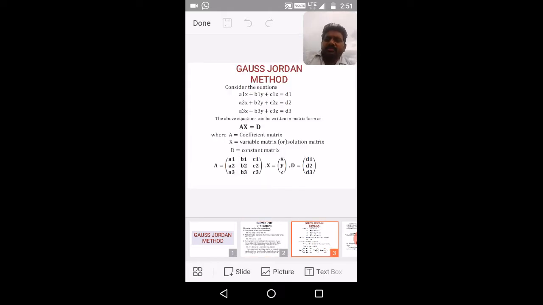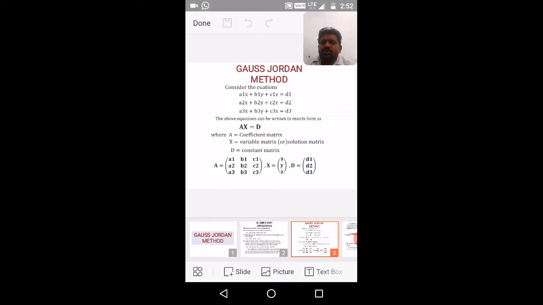Now, for this method also, we will be given a system of linear equations in three variables, say x, y, z. Then we need at least three equations to solve them. Say those equations are a1x plus b1y plus c1z equal to d1, a2x plus b2y plus c2z equal to d2, a3x plus b3y plus c3z equal to d3. The above system of equations can be put in the matrix equation form AX equal to D, where A is the coefficient matrix, capital X is the variable matrix, and capital D is the constant matrix.